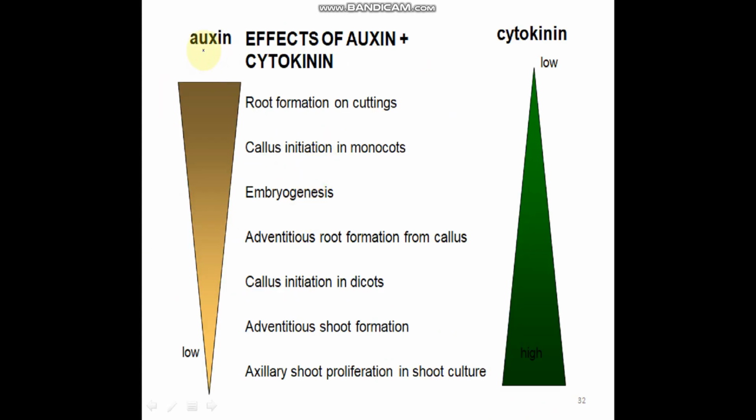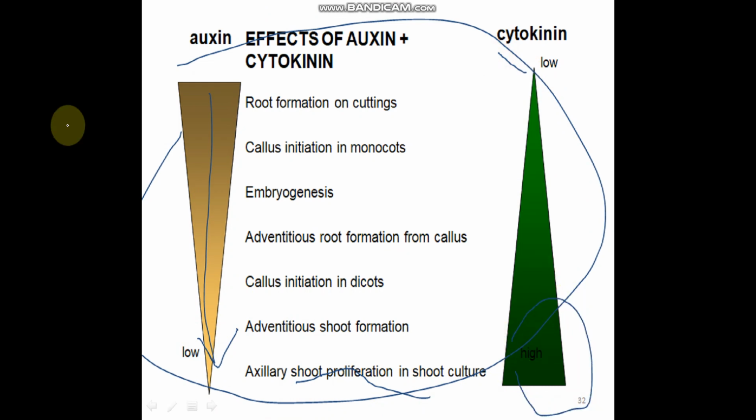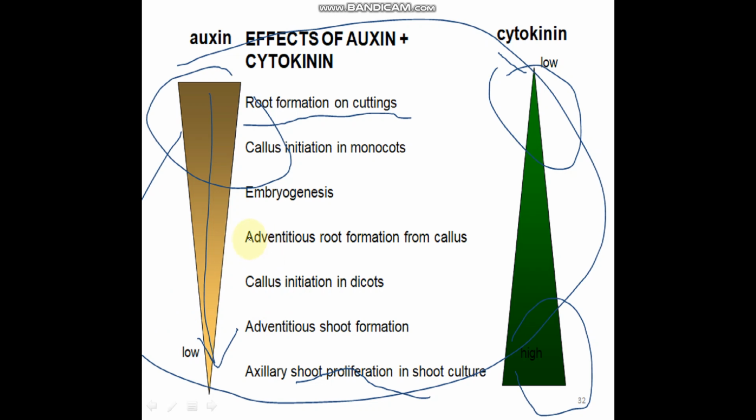So if you look at this graph, if you go down, the lower the amount of auxin, you promote shoot proliferation when you have a higher amount of cytokinin. But with a higher amount of auxin and a low amount of cytokinin, you basically promote root formation. At the same amount of auxin and cytokinin, you promote adventitious root formation from callus.